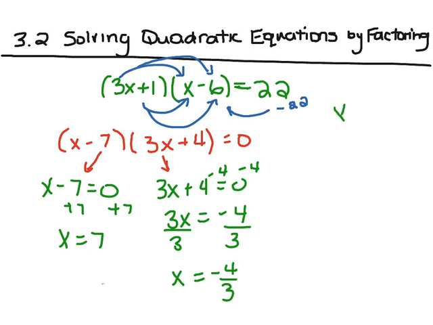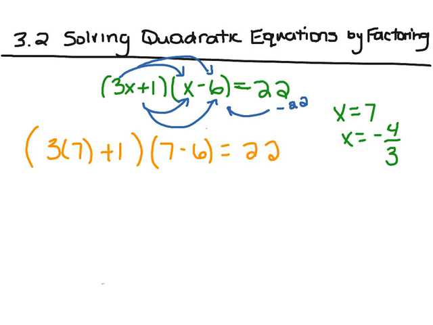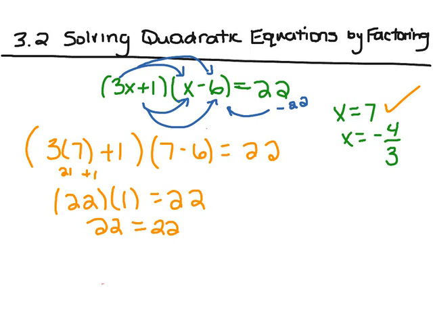So let's write those on the side. So now we want to test them. First we'll test our 7. 3 times 7 plus 1 and 7 minus 6 equals 22. 3 times 7 is 21, plus 1 is 22. 7 minus 6 is 1. 22 times 1 is 22, so this one works.